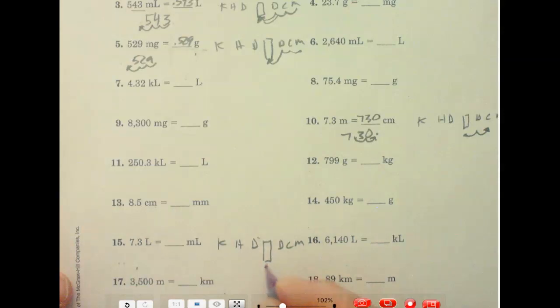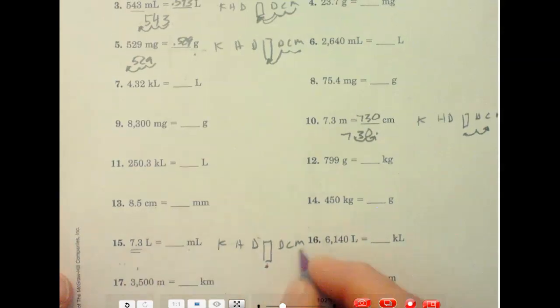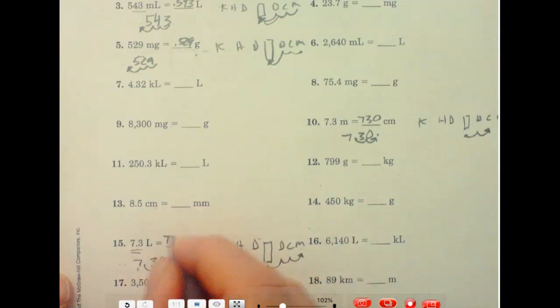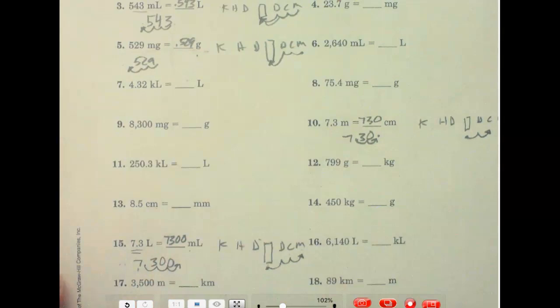That's what we have. I'm going to go to milliliters, which are over here. So it's 1, 2, move it 3 places. So 7.3. Got my decimal, and I got to go just like that, 3 places. 1, 2, 3. Now I got to put some zeros in to hold that. So that's really 7,300 milliliters. Okay? All right.